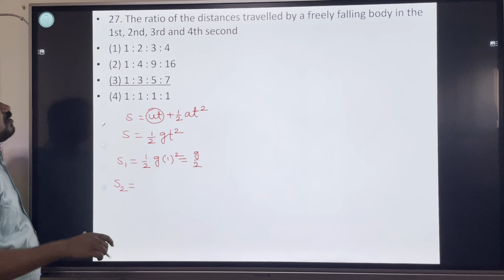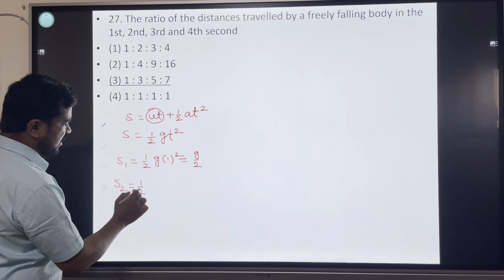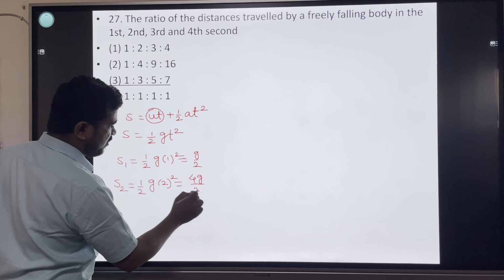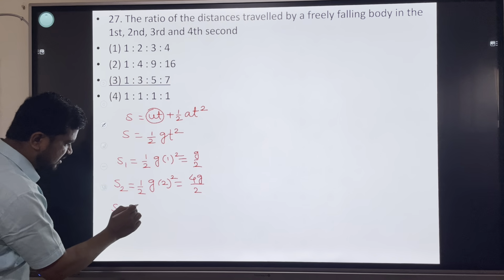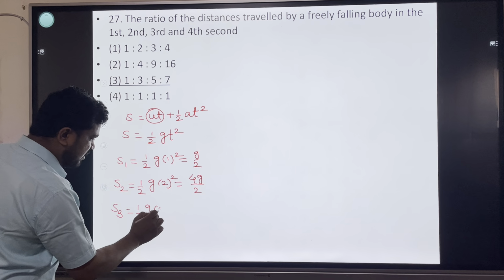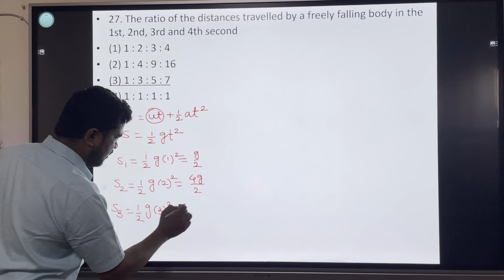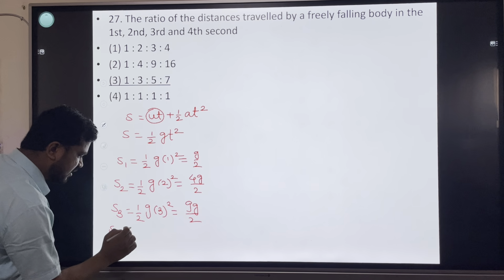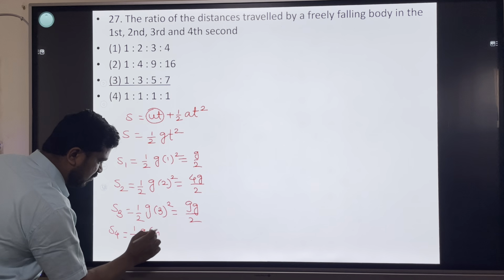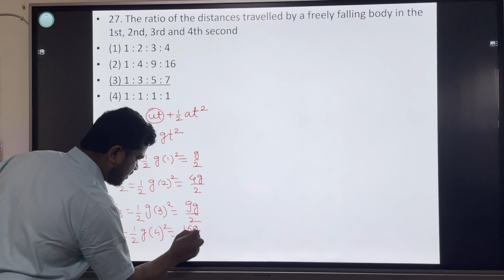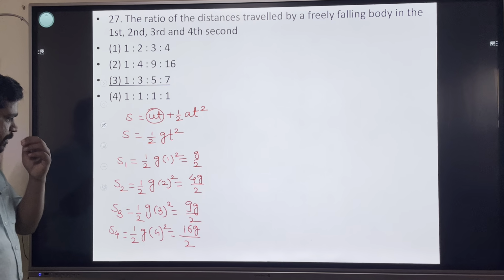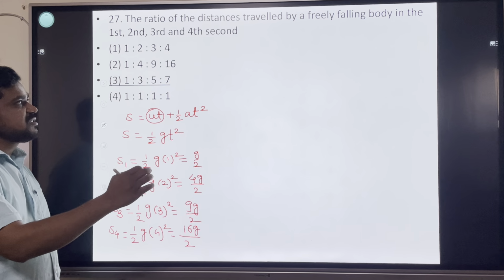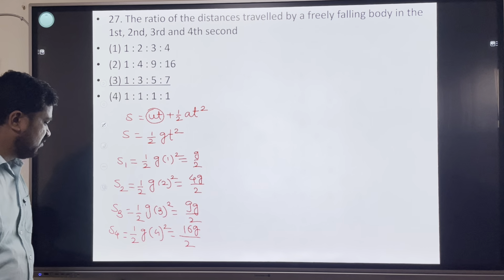Distance travelled in total 2 seconds: g into 2 square is equal to 4g divided by 2. Distance travelled in total 3 seconds: half into g into time 3 put karo, 3 square, 9g divided by 2. Distance travelled in 4 seconds: half into g into 4 square is equal to 16g divided by 2. This is not our answer. We have to find distance travelled in first, second, third second and fourth second.